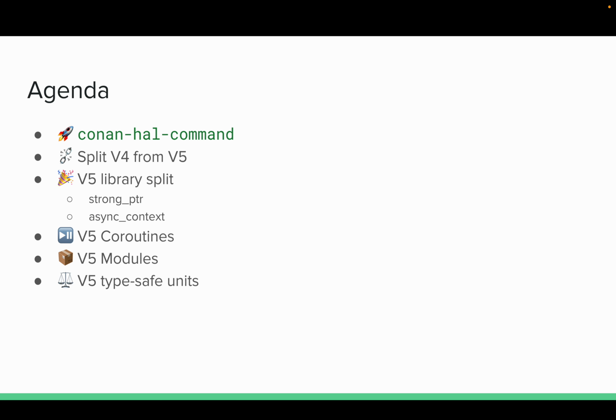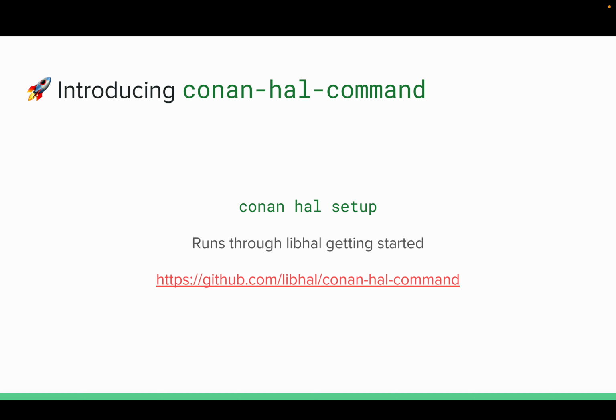All right, for the agenda, we have the conan-hal-command. We're going to discuss the split of v4 from v5. We're going to talk about the v5 library split, v5 coroutines, v5 modules, as well as v5 type safe units. Let's get into it. First, the conan-hal command.